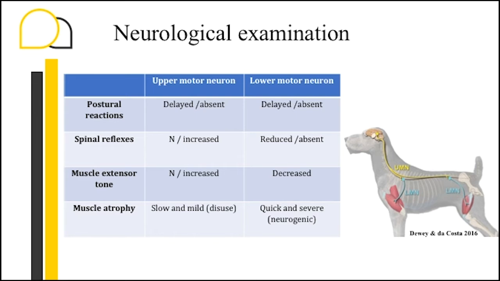If these animals have muscle atrophy with upper motor neuron disease, normally this muscle atrophy is as a result of disuse, so it'll be slow and mild. However, if we have a lower motor neuron problem, this muscle atrophy will be neurogenic, hence it will be quick and severe.